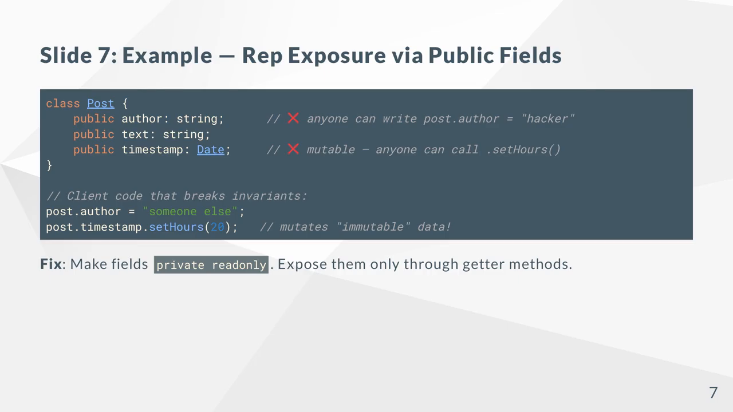Here is a classic example of rep exposure through public fields. The post class has public author, text, and timestamp fields. Any code anywhere can write post.author equals hacker. Worse, timestamp is a date object, which is mutable. A client can call setHours on it, mutating what should be immutable data. The fix is to make all fields private and readonly, and expose them only through getter methods.